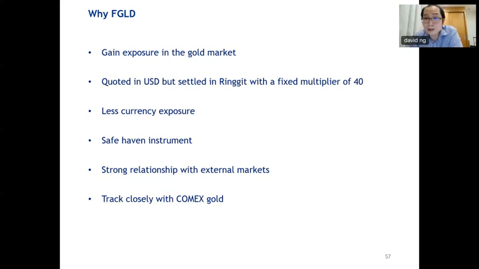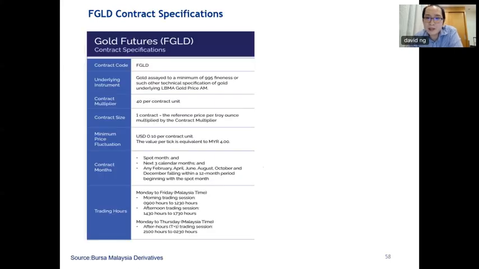Now, I showed you earlier that a lot of the misconception was that FGLD tends to lag behind COMEX gold prices. If you look at it on a small time frame or even on the daily time frame, although there are still periods of discrepancy, the difference is quite minimal and it tracks quite closely with COMEX gold in particular. So I think it gives you a lot of opportunity. If you want to gain exposure, instead of going to the COMEX gold market, you can gain exposure right here, in the market that you're quite familiar with. So FGLD provides you that kind of platform. So basically, this is the contract spec.